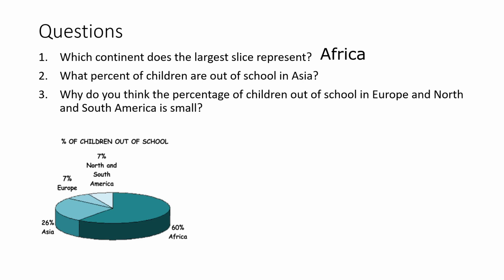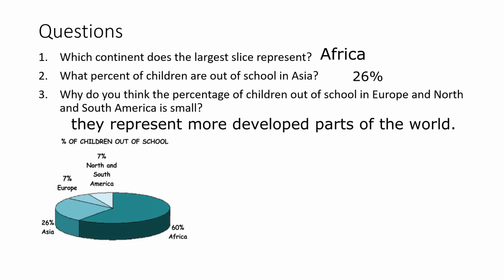The second one. What percent of children are out of school in Asia? So let's find Asia in the pie charts. And it's here. It is 26%. Third one. Why do you think the percentage of children out of school in Europe and North and South America is small? When we look at the pie chart, we see that it is 7% for each. And the answer could be, they represent more developed parts of the world.